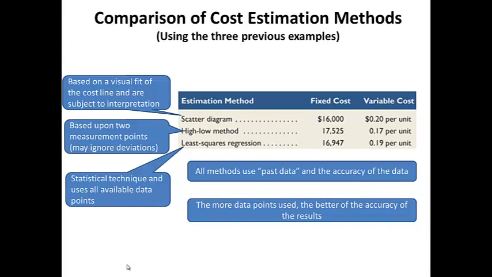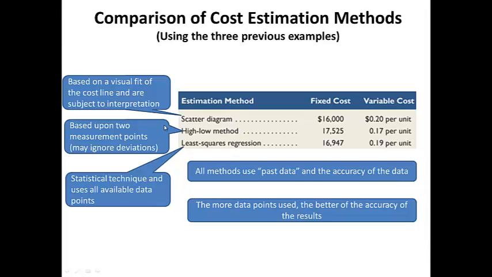Now, I've shown you three different ways of estimating variable and fixed costs. We've used the scatter method, the high-low, and the least squares regression. Again, you can see that based upon the same data, these calculations came up with different numbers. I'll start off with the scatter method, which showed a fixed cost of $16,000 and a variable cost of 20 cents per unit. Again, the scattergram was based upon a visual fit, basically an interpretation of the best fit based upon the scatter diagram.